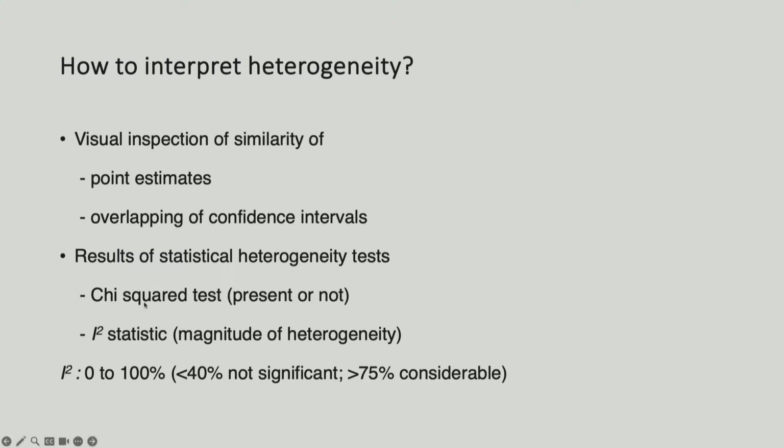These are the chi-squared test and then the I-squared statistic. I-squared is the most commonly used. Whenever you see a forest plot, just see what the I-squared is. I-squared ranges from 0 to 100%. Less than 40% is not significant heterogeneity, but more than 75% means the studies are significantly different from each other.